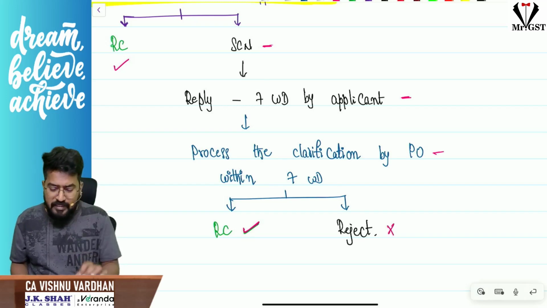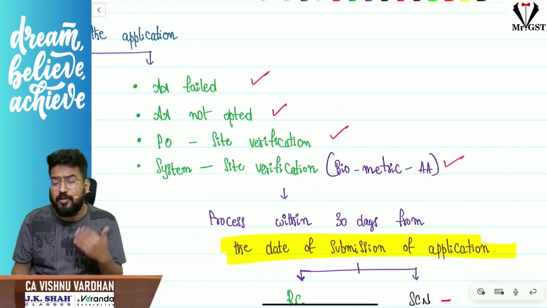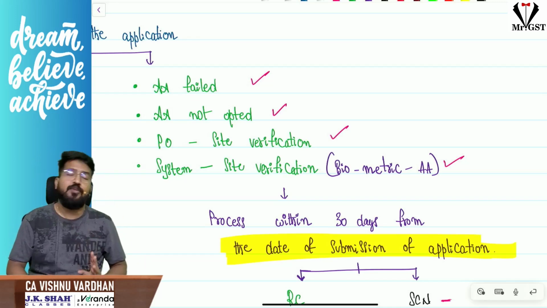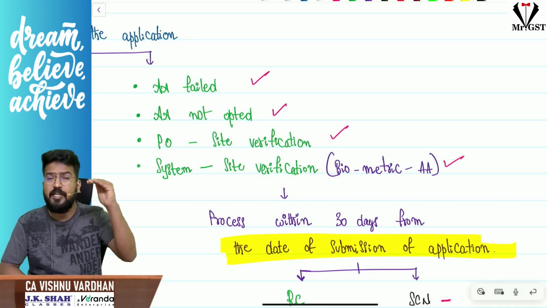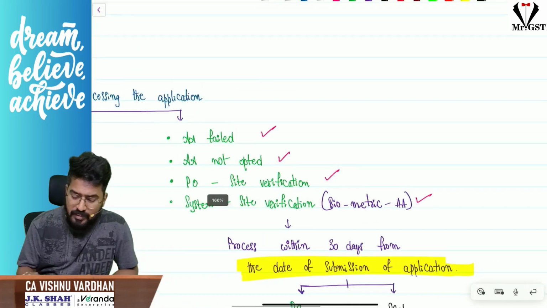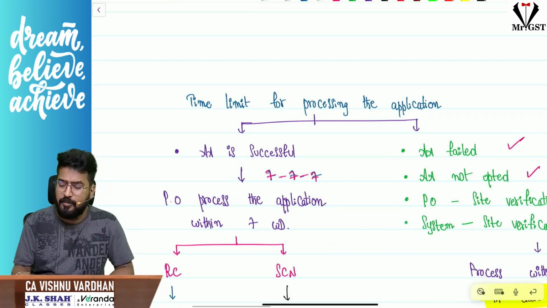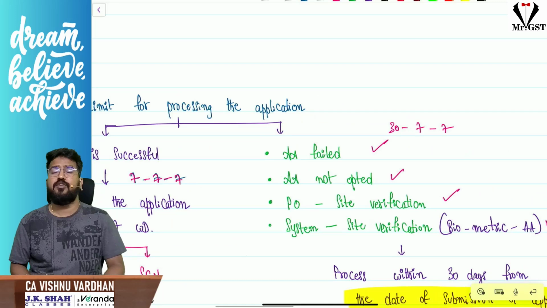That means, please understand, if Aadhaar authentication has failed, or Aadhaar authentication is not opted, or the proper officer has selected your file for site verification, or the system has selected your file for site verification and biometric based Aadhaar authentication, then the starting point of the processing of the application will differ. So generally here what will happen, sir, here it is 7 working days, 7 working days, 7 working days, correct? But here what will happen, this is 30 days, 7 working days, 7 working days. That is how it will change.